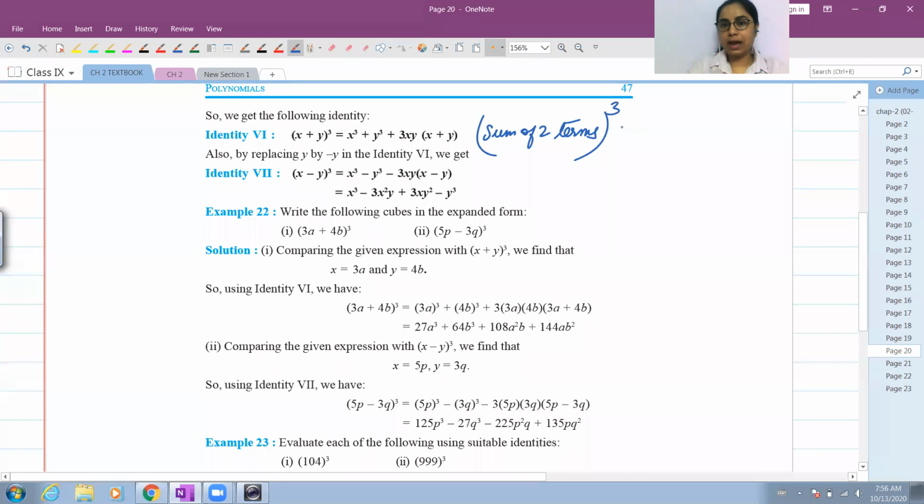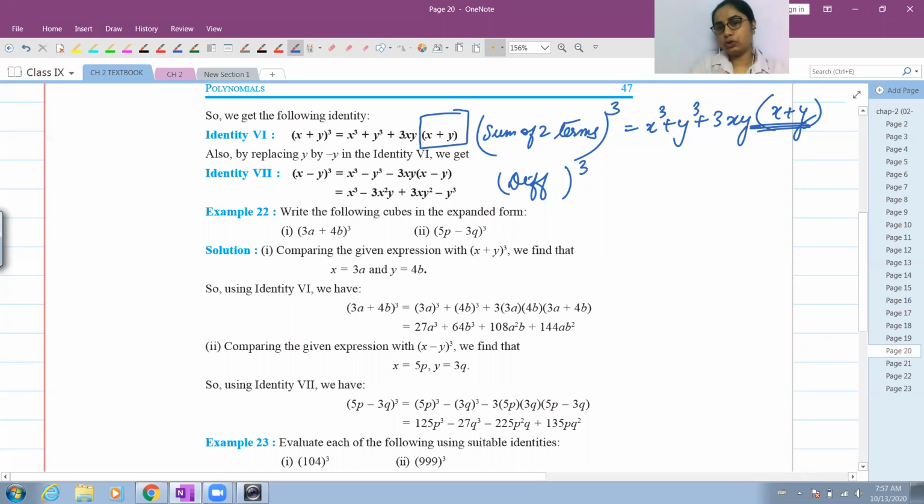And how you're going to expand it, you will have cube of the first term plus cube of the second term plus 3 into xy. अब ये लग रहा है कि बिल्कुल वैसे ही है जैसे a square, b square और 2ab होता है, उससे मिलता जुलता है, लेकिन ये एडिशनल टर्म यहाँ पे आ रही है. 2 is replaced by 3. So you will have x cube plus y cube plus 3xy, but यहाँ पे एक term extra आनी है, the sum of the terms.